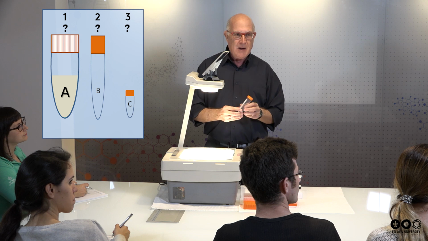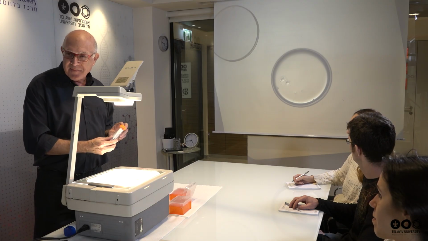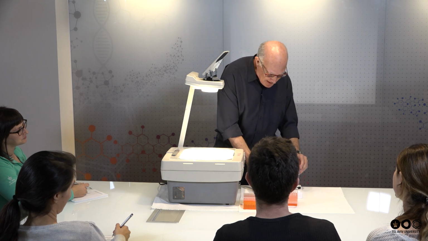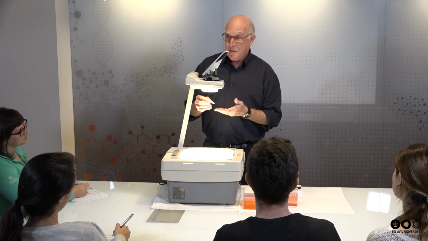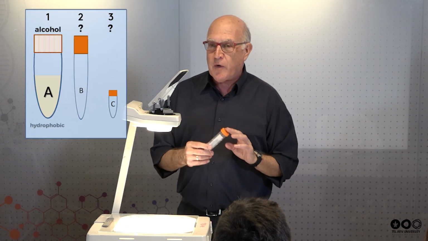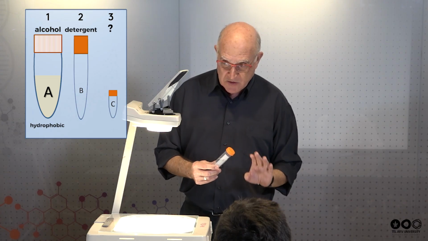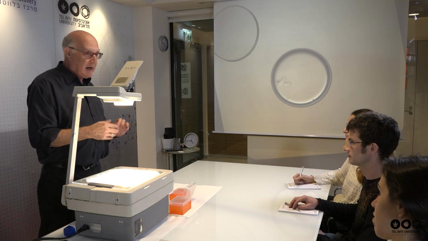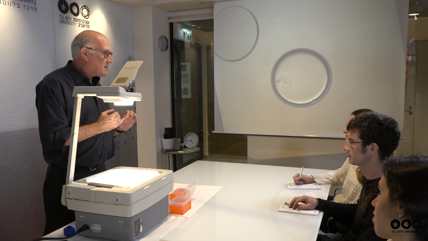So, A, what is A? Water. Okay. And obviously then, what is C? Oil. Very good. But you're wrong. In fact, A is an alcohol, and it's slightly hydrophobic. B is detergent, as we'll discuss in a second. And C, as I mentioned, I gave you a hint, is very precious.